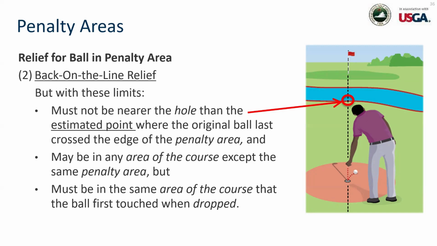So in this situation, let's say that player is back on the line relief. The spot that they liked is within one club length of a bunker. They can choose to drop in the bunker if they want to, no problem there. But know that if you drop it in the bunker, it needs to stay in the bunker in order for you to drop it correctly. But if we drop it in the general area and it rolls into the bunker, well, now we've changed different areas of the course, and that's not going to be a satisfied drop. We would need to redrop the ball in that situation since it first touched the general area but ended up in a bunker.